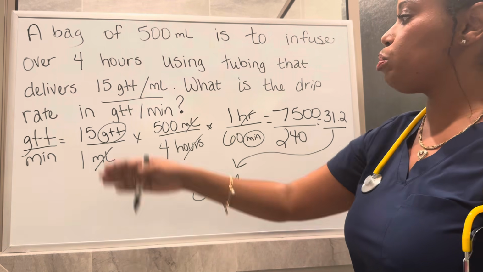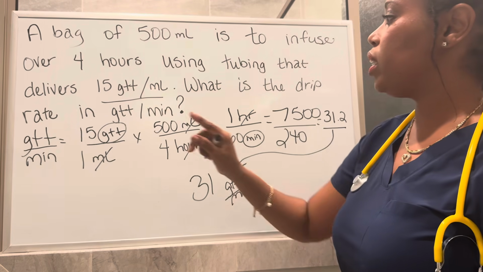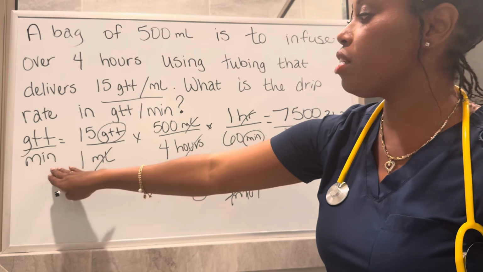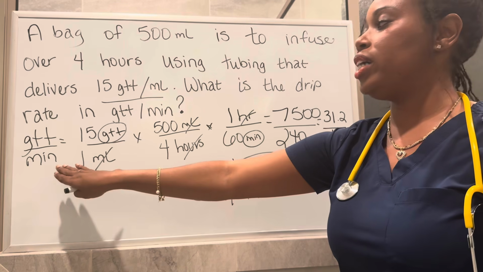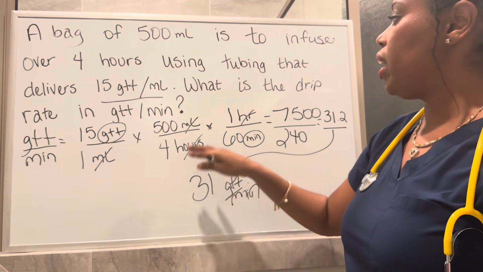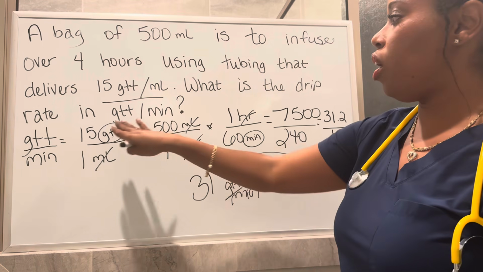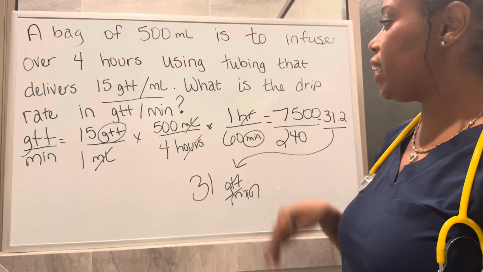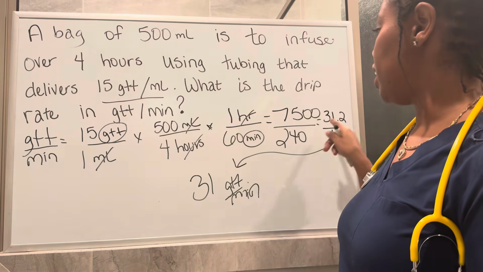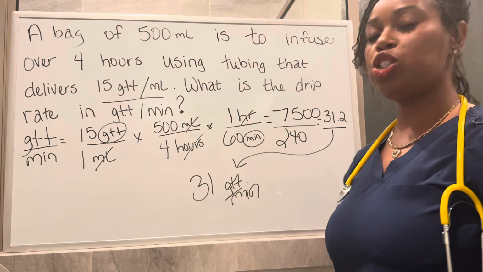We were looking for drips per minute. We decoded our problem and we put first what we were looking for and what we wanted to end the equation with. And then from there, we just kind of broke it down, crossed out the things that we didn't need, and we were only left with the things that we did need. And then that's when we went ahead and figured out that we had a total of 31 drips per minute.